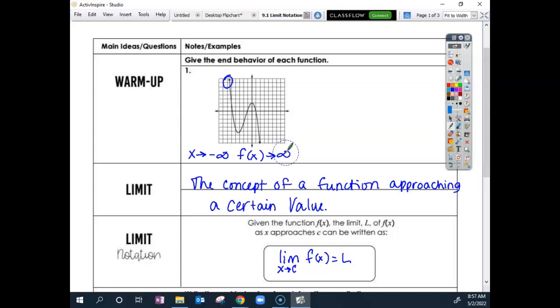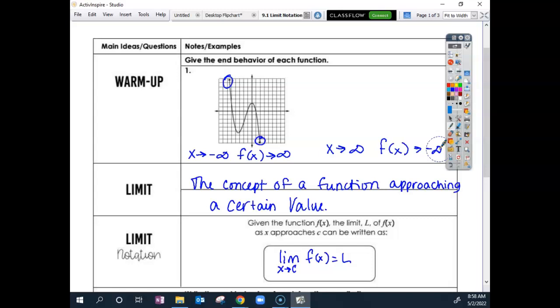You see that? Okay. So as x is going to positive infinity, what's happening to my y values? They're going to negative infinity. So that's our end behavior. That was what was happening at the very end of our functions.